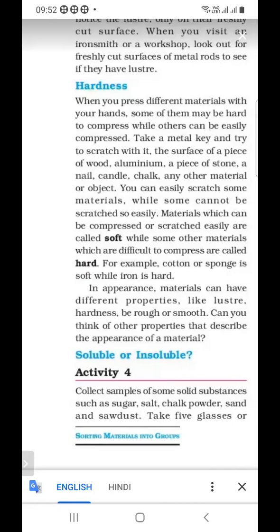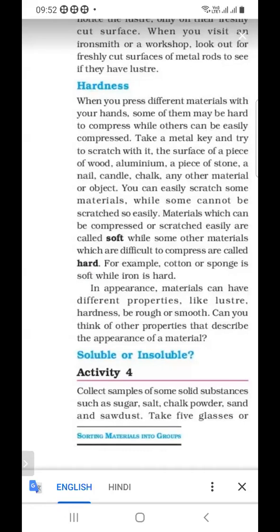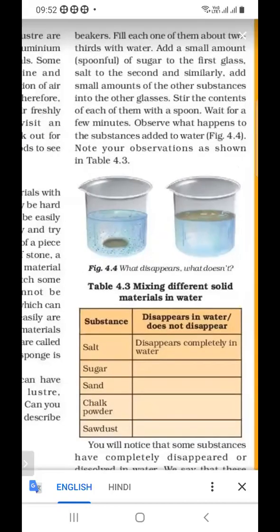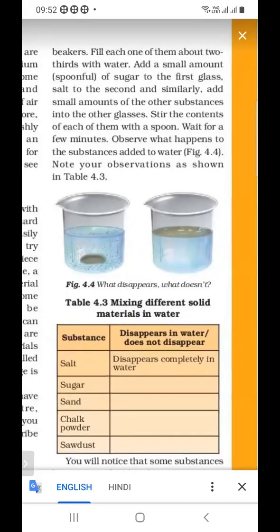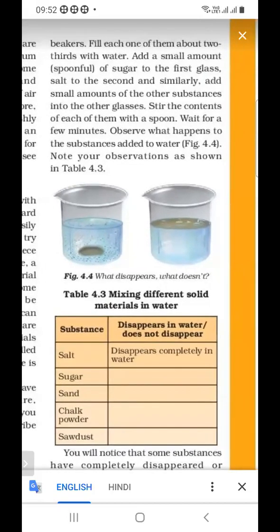And next is soluble or insoluble. So what are soluble or insoluble substances? The objects that are completely dissolved into the water are called soluble substances, and the objects which do not dissolve into the water are called insoluble. So what do you mean by soluble and insoluble? The objects which can dissolve completely into the water are called soluble, and the objects which do not dissolve into the water are called insoluble.